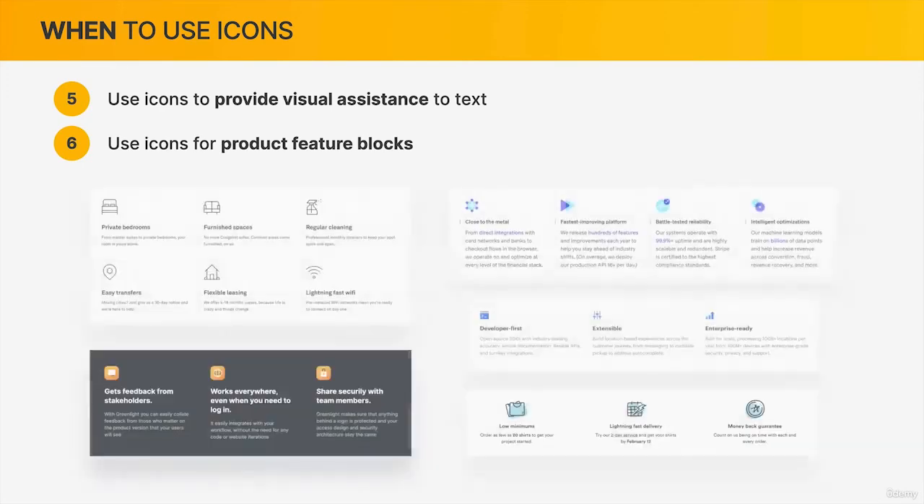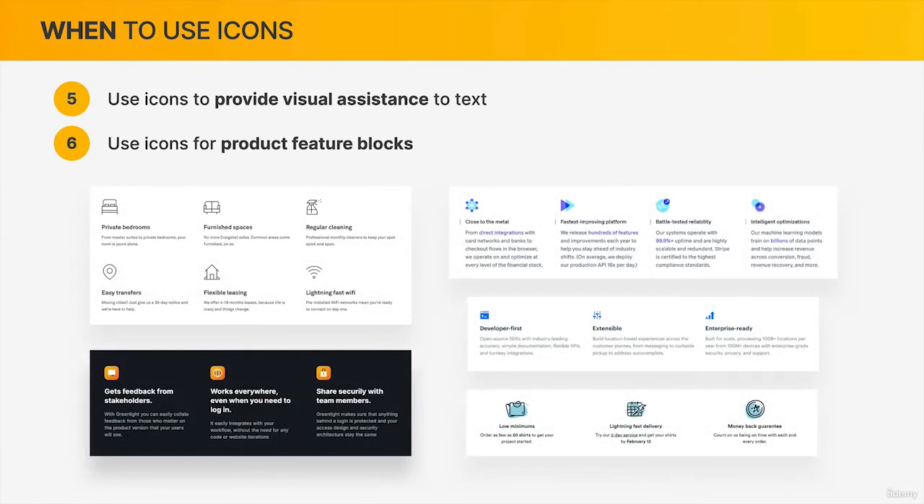So feature blocks are something like this, where you usually have an icon at the top, then some smaller heading, and then a description. So the goal of these feature blocks is to basically describe the features of a certain product or service. And so icons in that are extremely helpful because if they're well chosen, then the user might not even have to read the text.